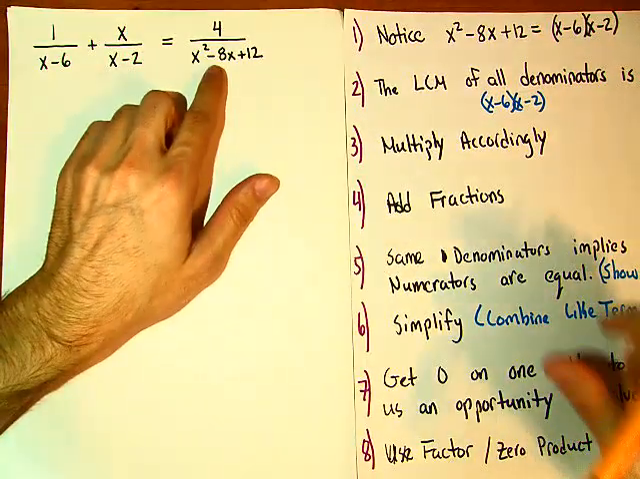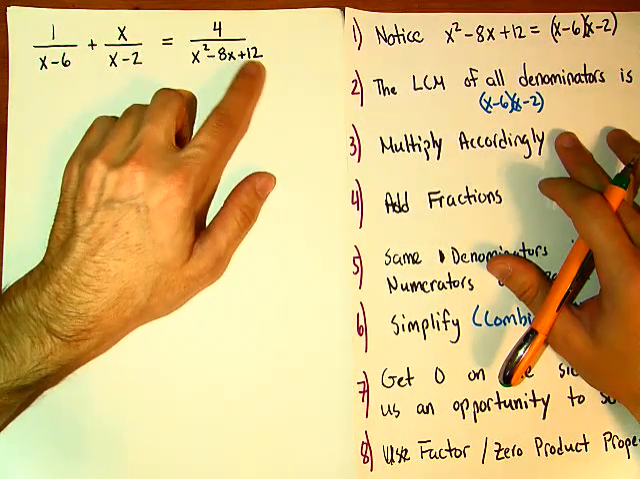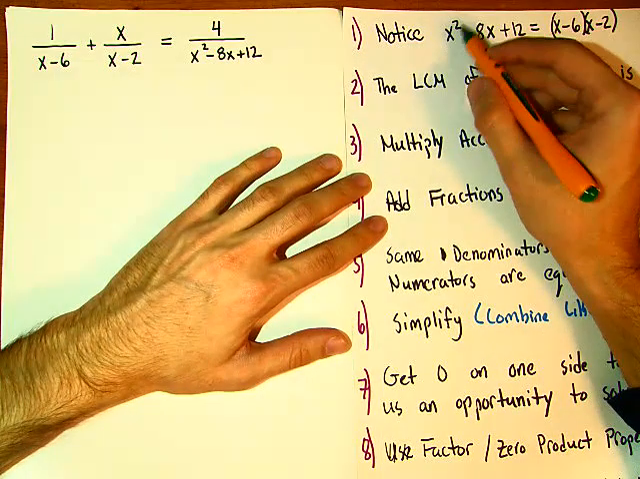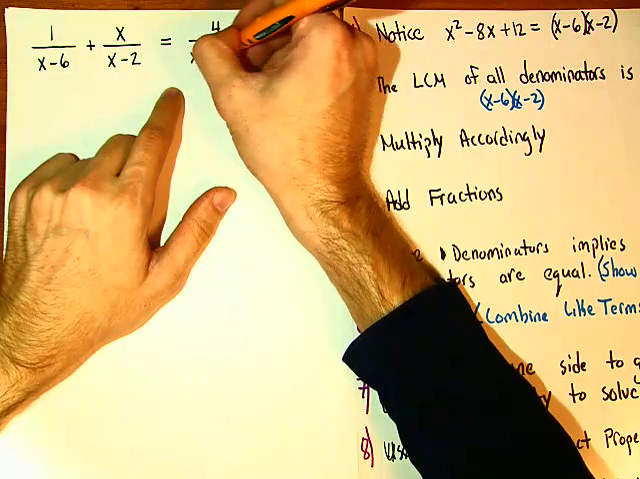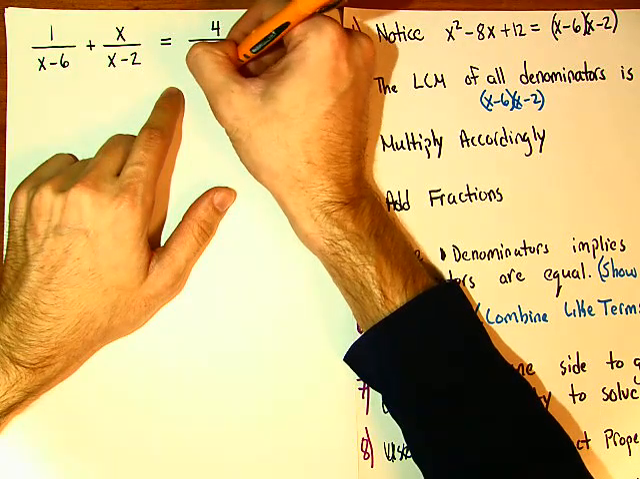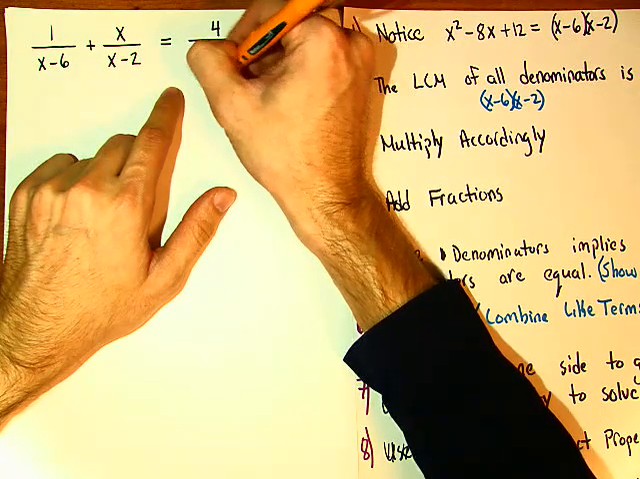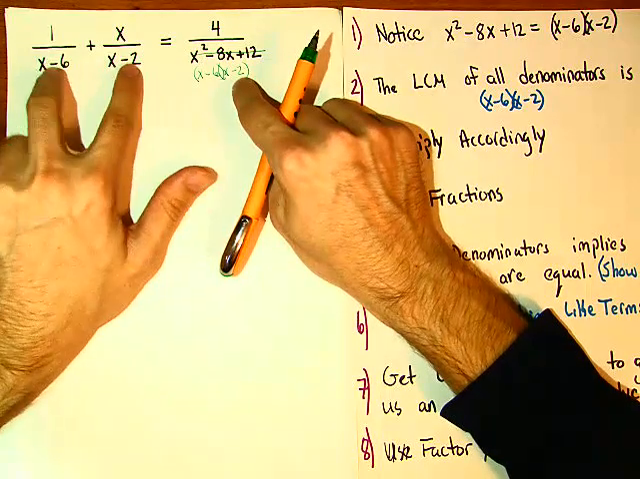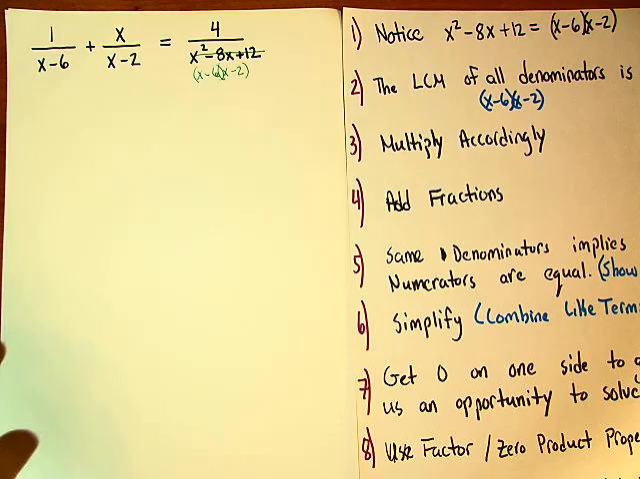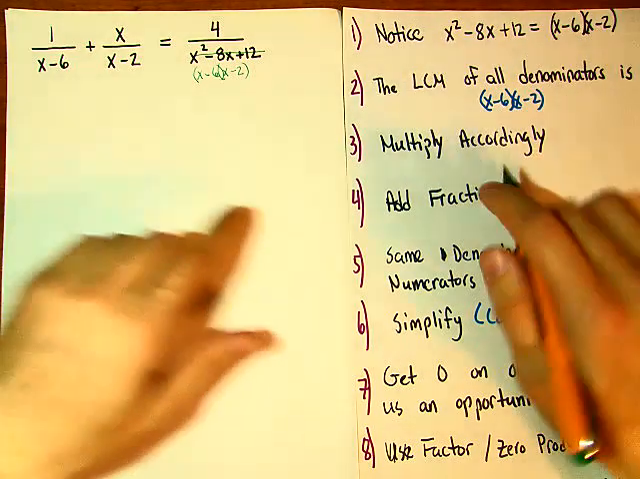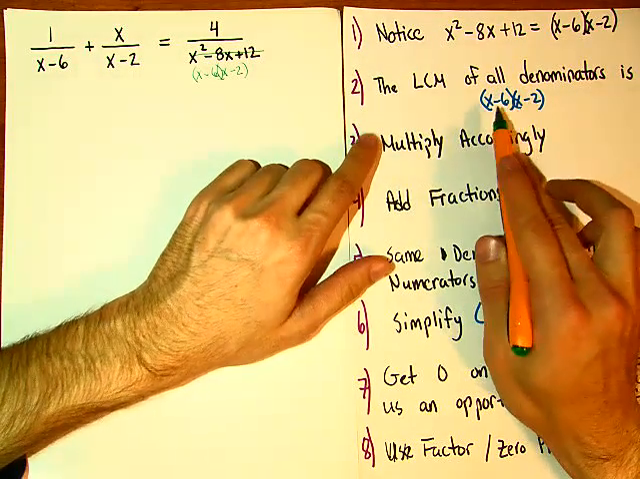Same idea, okay? First thing you have to notice is that this x squared minus 8x plus 12 is equal to, what is it equal to? It's equal to x minus 6 times x minus 2, right? And notice that these two things are here, right? So we have this, so that's very nice. Now, all we need to do is, what do we need to do? Find the LCM of the denominators.